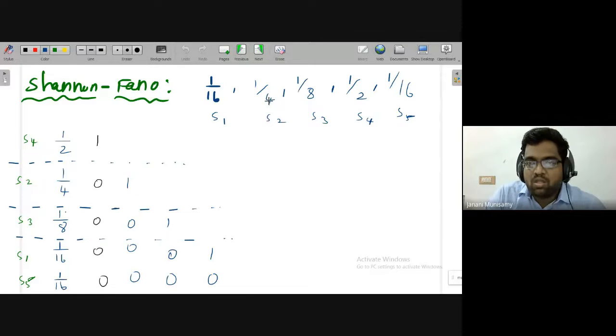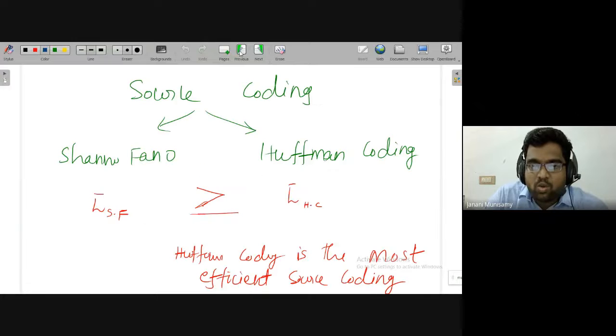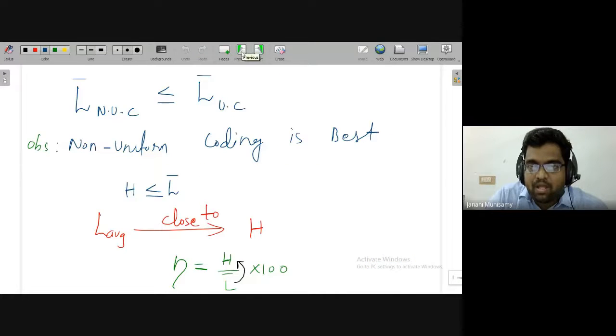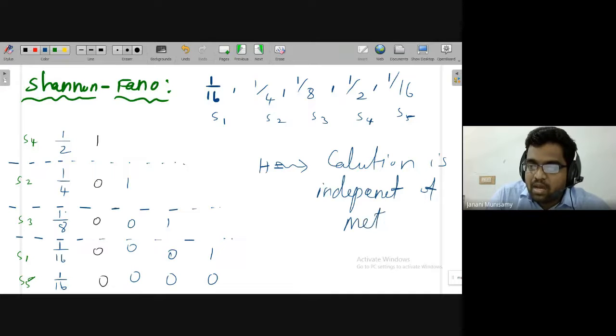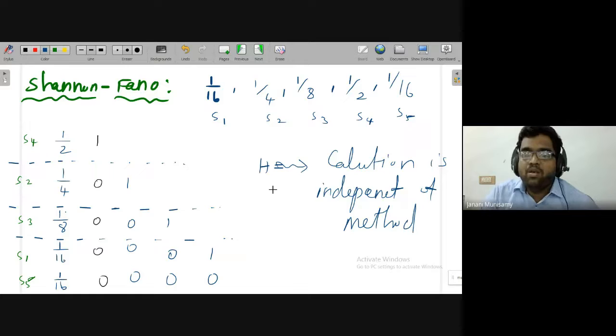இப்போ இங்க கொடுத்திருக்கிற particular problem-க்கு we will try to find out what is, first of all, H. Again, to calculate H, you need not go by this method. H simply depends on the probability. H is independent of method. Entropy calculation is independent of source coding method. You should know that very clearly. Entropy calculation is independent of method. That is the common formula.